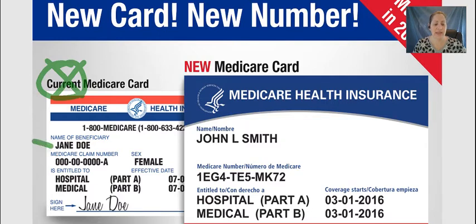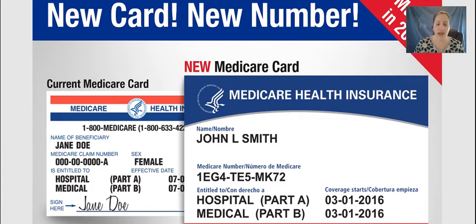And you can see it has the patient's name, their Medicare number, it had their gender on it, a spot for them to sign, and it talks about Part A and Part B. We'll talk about what that means in a minute. And Medicare was still using the patient's Social Security number as their contract or their policy number. Obviously, with identity theft, that is something that was a concern.